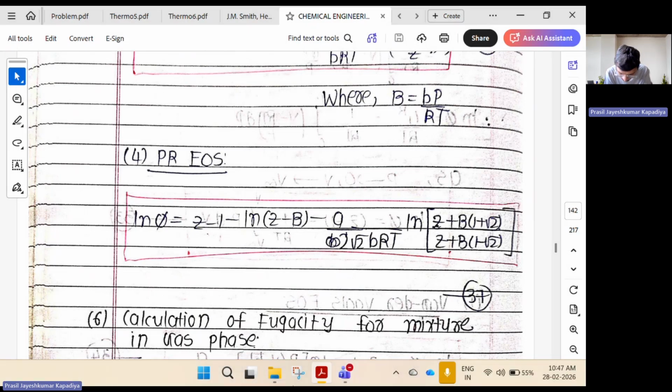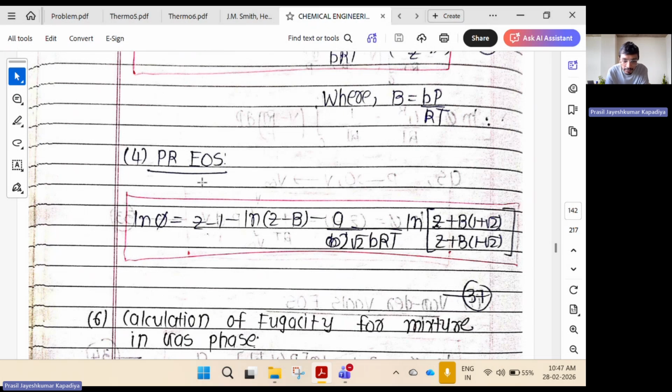So when I want to solve this equation, what will I do? First, I will solve for Z using the equation of state. I will put that value of Z here for liquid and vapor phases, and we will see whether phi of liquid and phi of vapor are coming out the same or not.